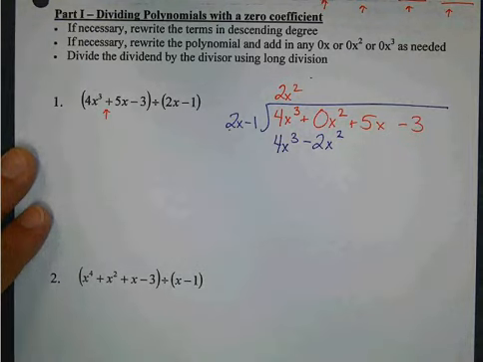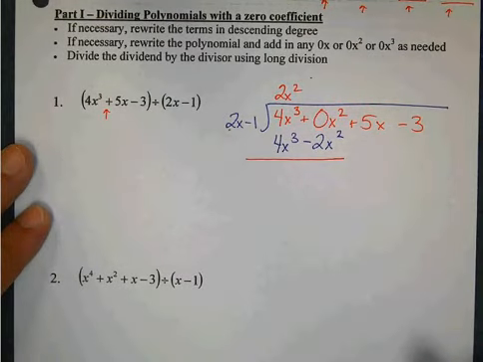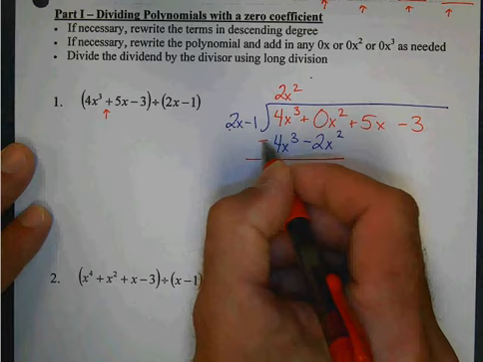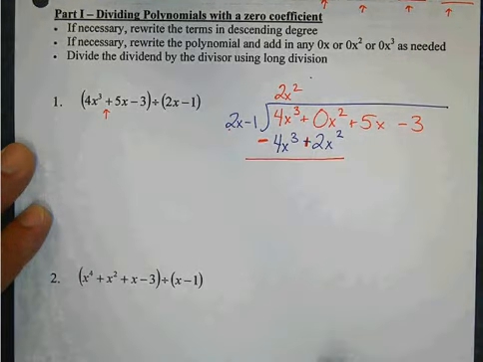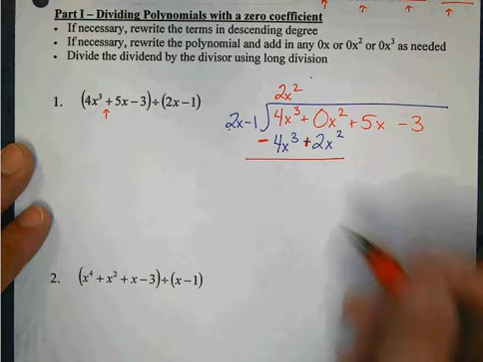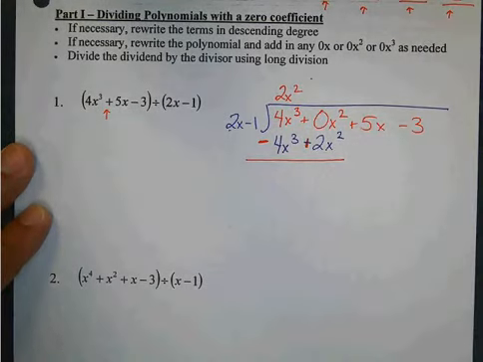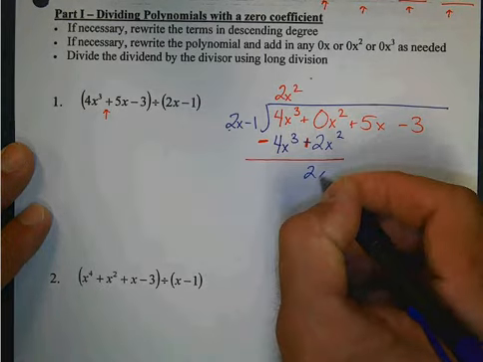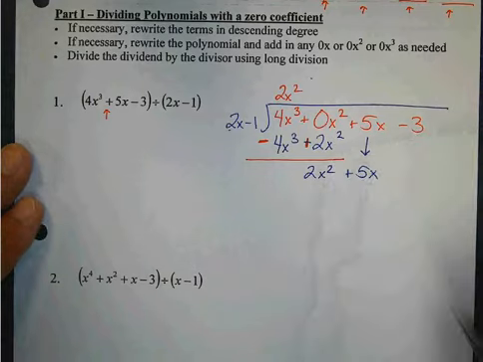Now we switch colors. Get your other color out. Draw your line. And go through and do what to both terms? Change the signs and subtract. So that becomes a minus. And that becomes a plus. Now we add them up. No x cubes. How many x squares? 2. Bring down the 5x, and we do it again.